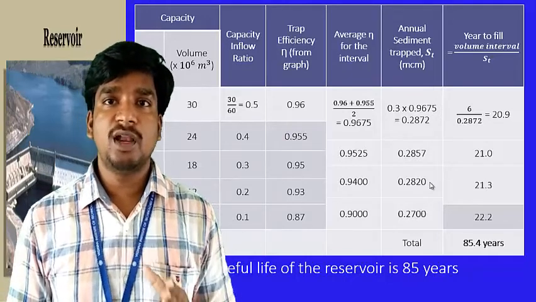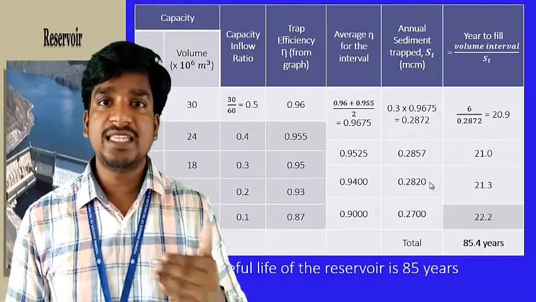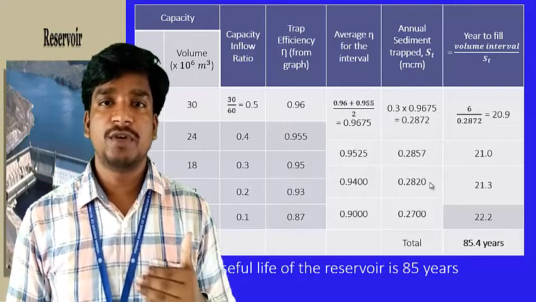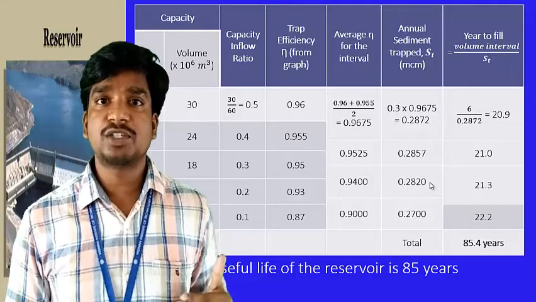Okay. Now in the third column, what is there? The capacity to inflow ratio. Initially the capacity to inflow ratio is 0.5, that is 30 divided by 60, which is 0.5. Later on, what we have to do is calculate for the reduced intervals also.